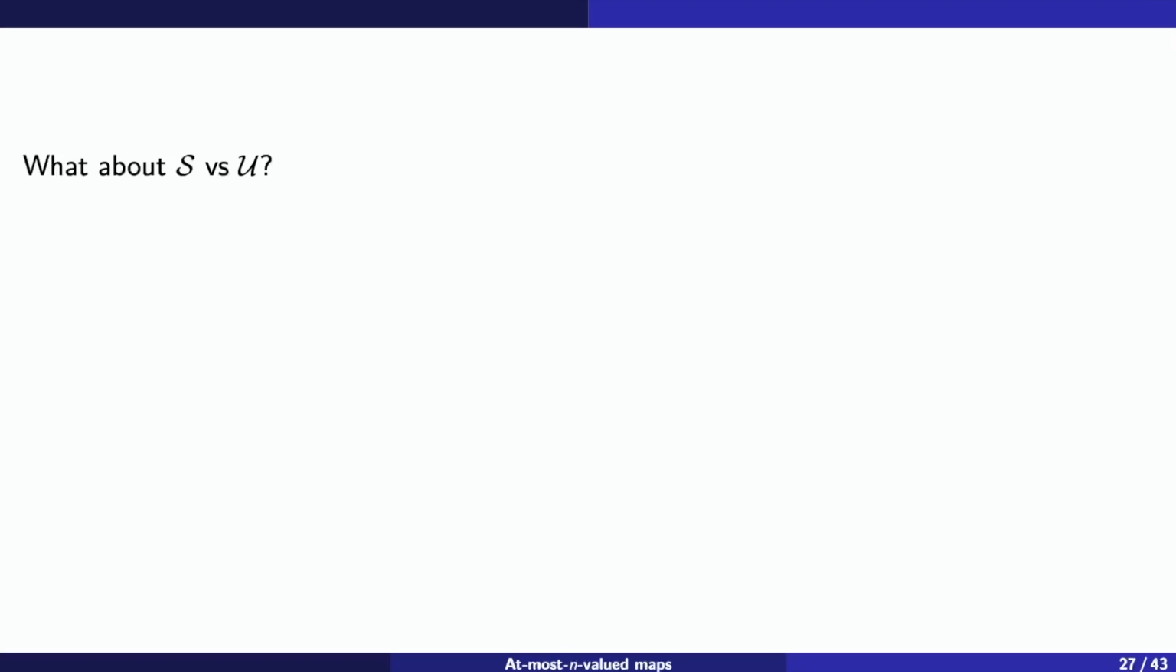What about S versus U? This is what Janet was asking about before. Our result is that U is a proper subset of S. Maybe I'm going to speed up a little just so I can get through what I wanted. This actually is what Janet was just asking me about. I had planned on just saying, yeah, it's pretty easy to see that this is true.